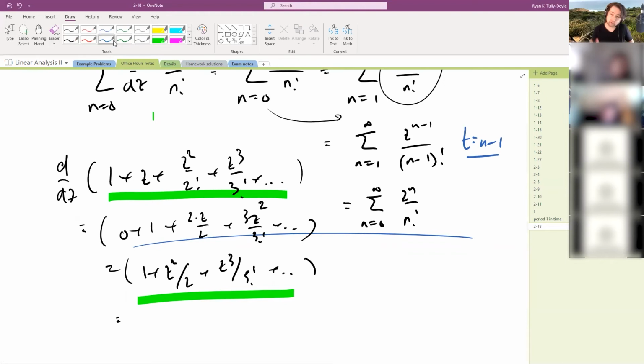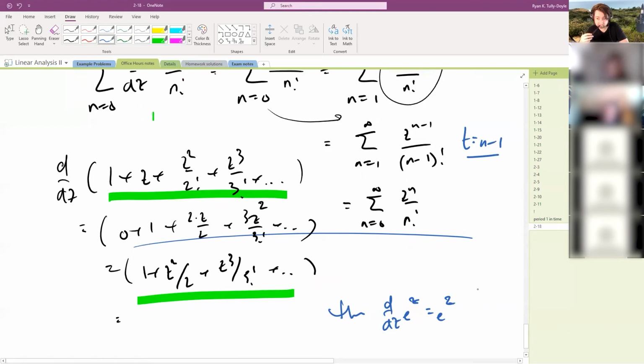And now what you can conclude from this is that if e to the z is defined by that power series, then it must be the case that d by dz of e to the z is e to the z, because we've proved that that's true. You can't use what you're trying to prove. Is that helpful? Yeah, that makes sense. Okay.